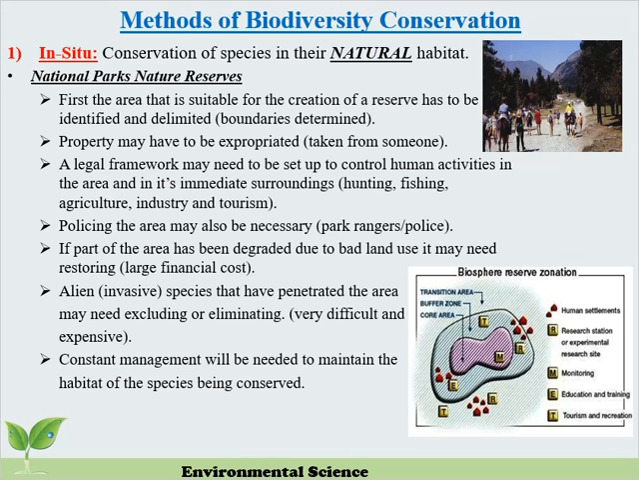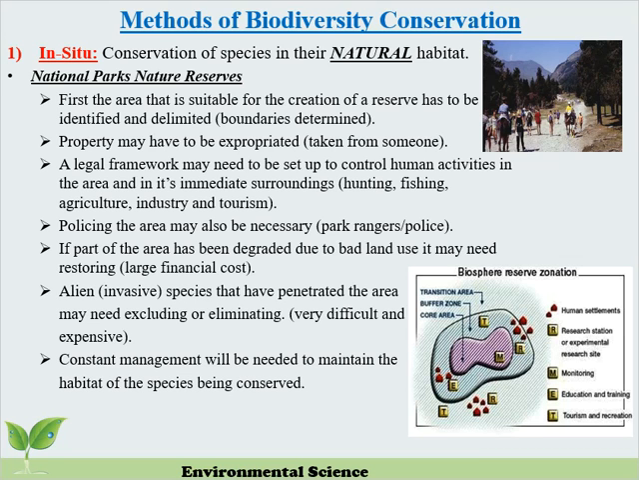National parks and nature reserves are ones that I think most of us are familiar with. So how do they come up with a national park or a nature reserve? How do they decide which place should be and which place shouldn't be? They just kind of have a rundown there. It talks about first the area that is suitable for the creation of the reserve has to be identified and delimited, meaning boundaries determined.